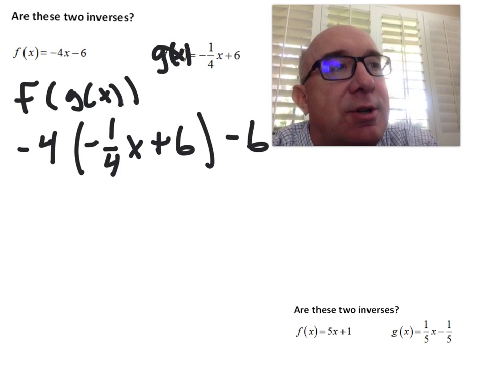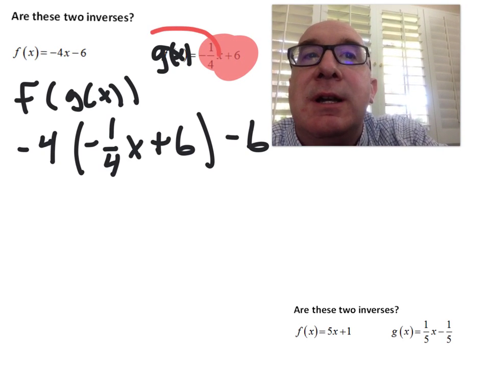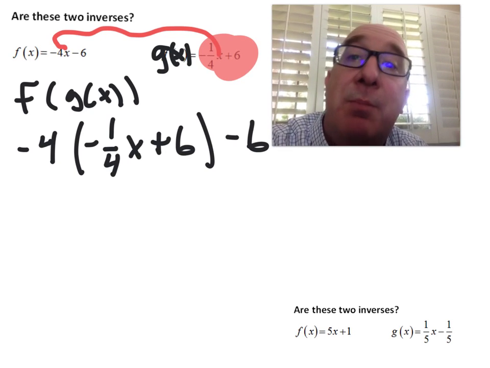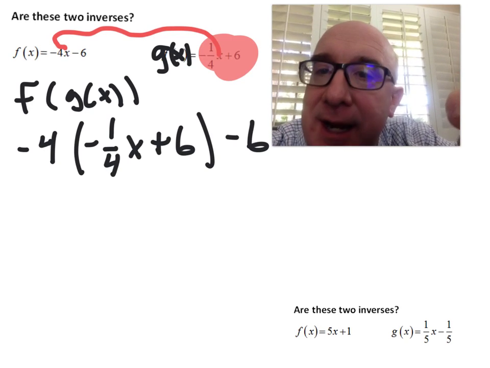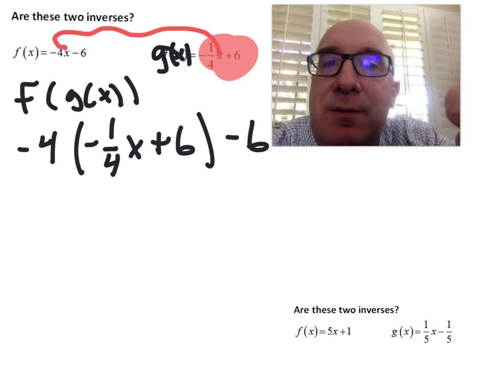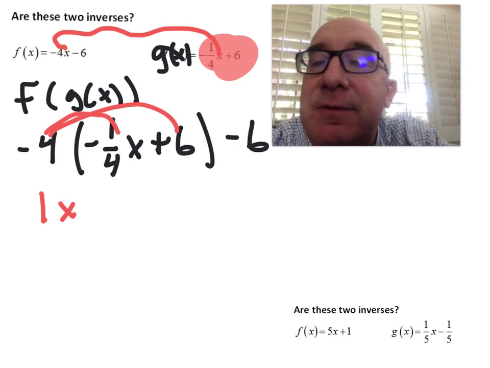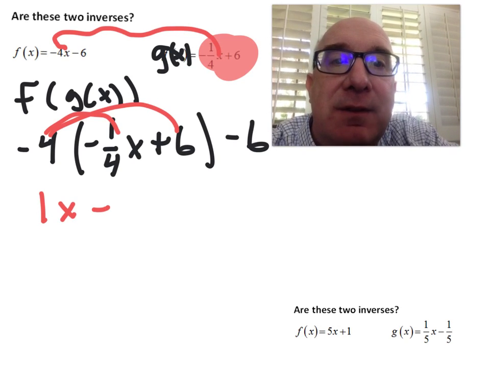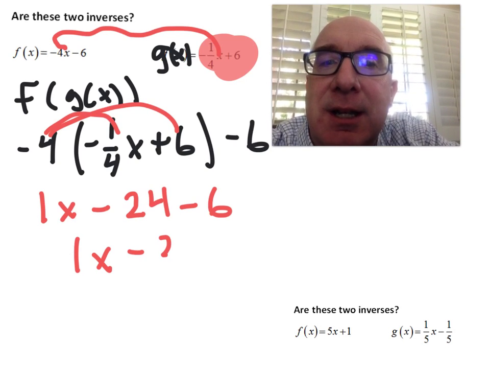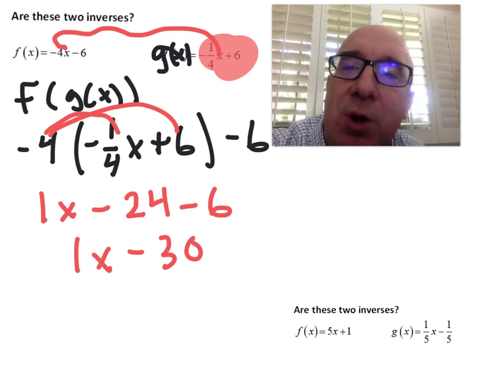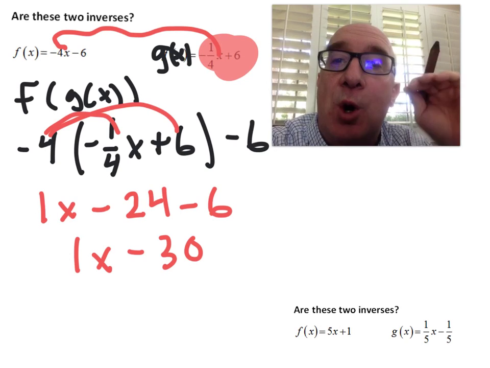So again, let's just make sure you kind of know what's happening. We took this guy and we plugged it into the other one. Did a composite of the two. Now let's multiply them out. Negative 4 times negative 1/4 is 1x. That's good. And now we multiply negative 4 times 6, which is negative 24, minus 6. And unfortunately, this shows us that those two are not inverses. Because if they were inverses, they would exactly undo each other, leaving us only with x.